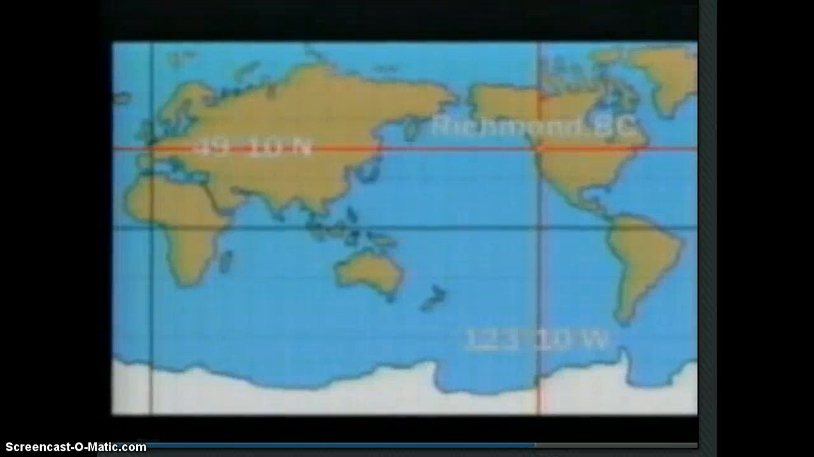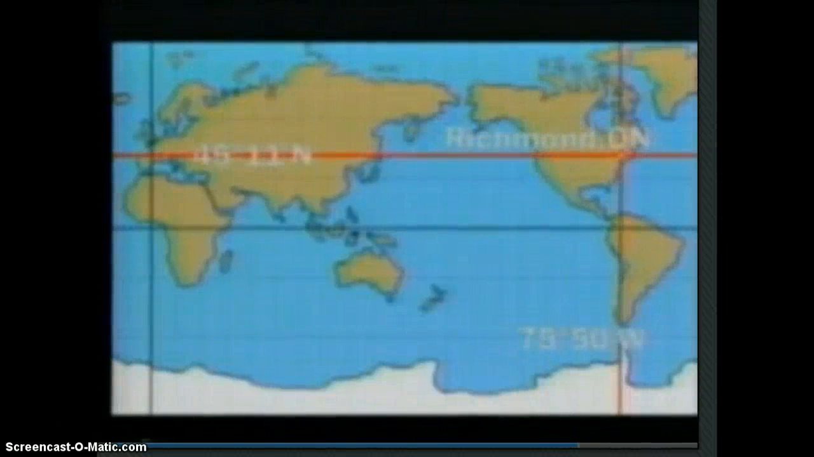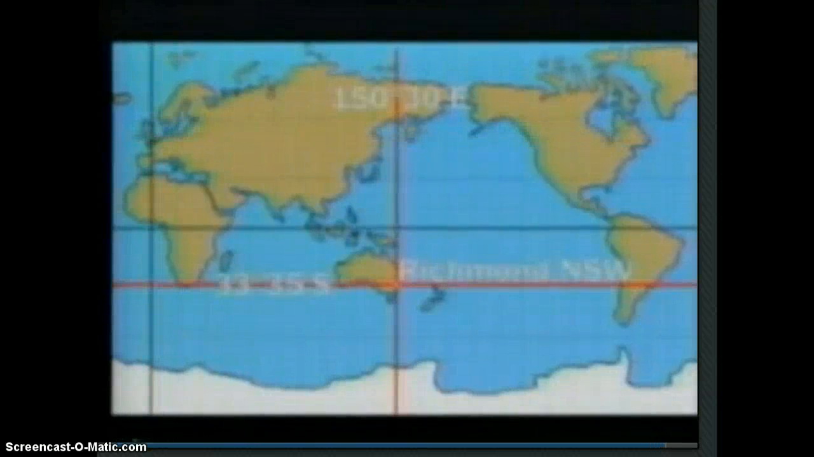The main advantage of using absolute location is that each location has its own unique bearings. Richmond, British Columbia is 49 degrees 10 minutes north, 123 degrees 10 minutes west. Richmond, Ontario is 45 degrees 11 minutes north, 75 degrees 50 minutes west. Richmond, England is 52 degrees 24 minutes north, 1 degree 44 minutes west. And Richmond, New South Wales is 33 degrees 35 minutes south, 150 degrees 30 minutes east.